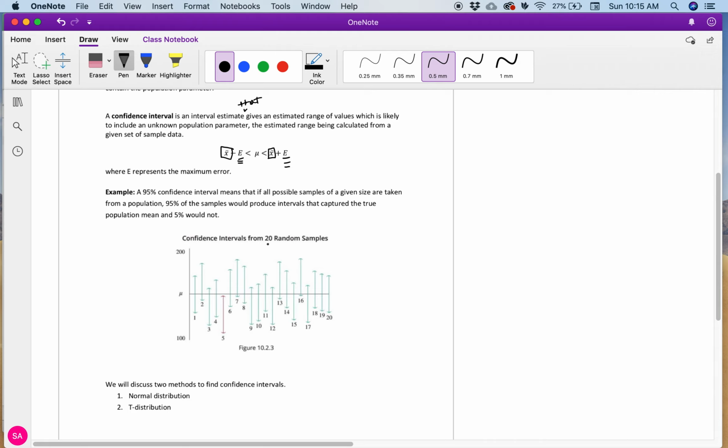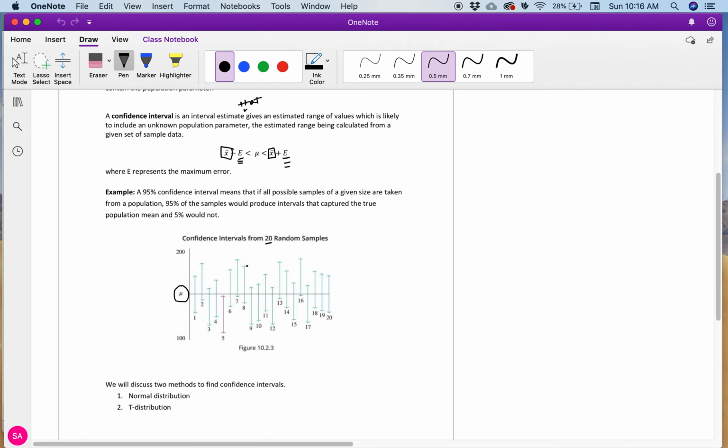They have 20 samples here, and they built a confidence interval for each sample. So they basically found the mean of that sample, and they calculated an error, which we'll talk about how we calculate shortly in the next video. And then they built an interval around that sample mean. Here they have listed out all 20 samples with their intervals. And you'll notice about 19 of them actually contain the population mean here, right? And these are all in green.